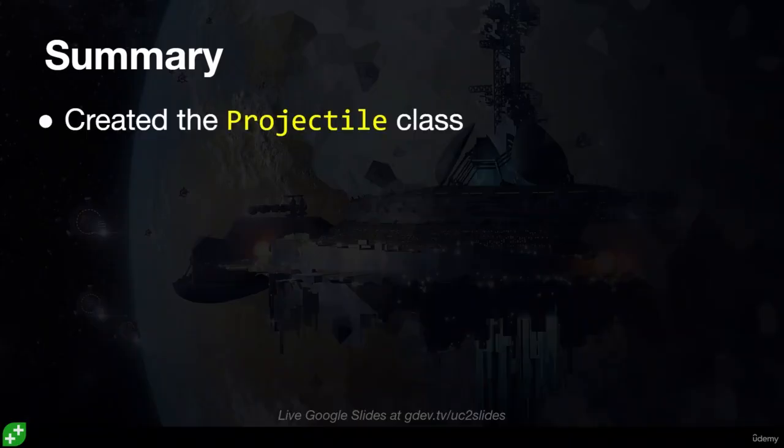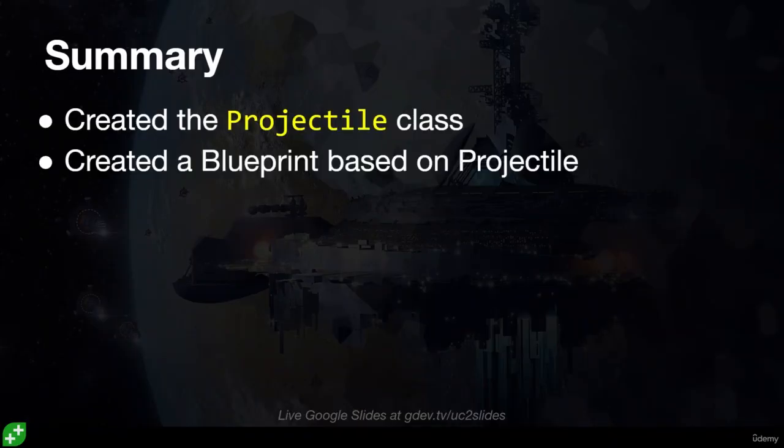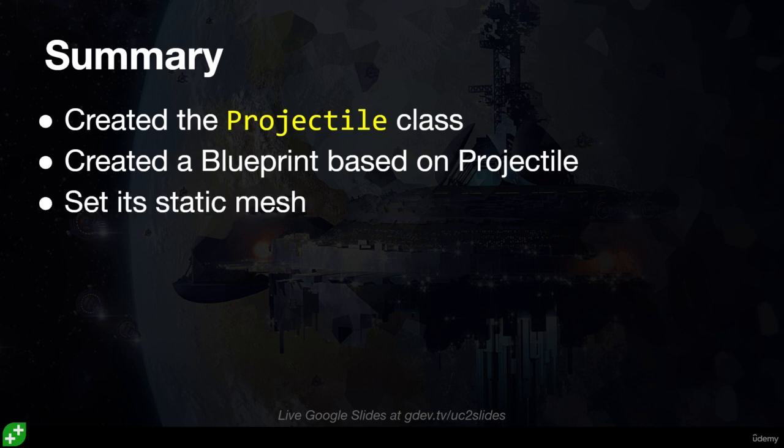So in summary, you have created your projectile class, and you created a blueprint based on Projectile and gave it a UStaticMeshComponent variable, and in the blueprint, you set its static mesh, so now we have a projectile to work with. We're ready to start spawning these things, and we're going to take care of that in the next video.